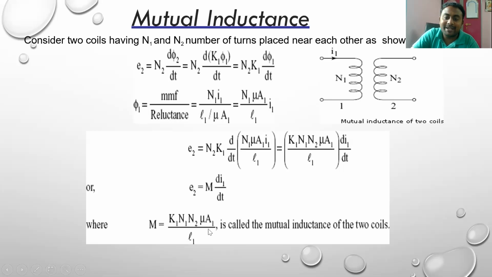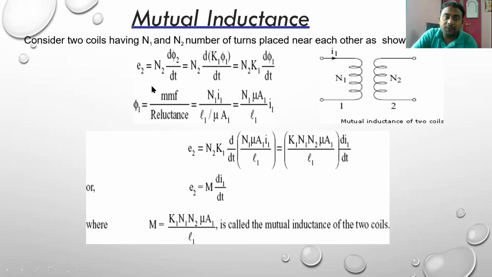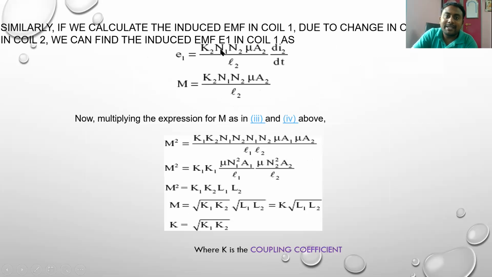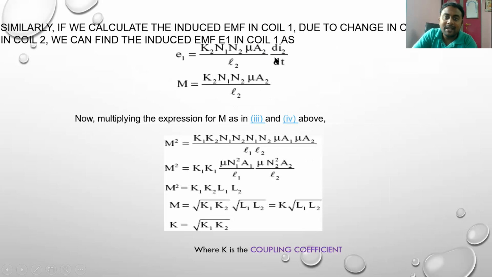So the mutual inductance of the coil is defined as M equals K1 N1 N2 mu into A1 by L1. This is for M because of E2. Similarly, if I write for E1, in the place of K1 it will be K2, N1 N2 is the same, mu is the same, in the place of A1 we get A2, in the place of L1 we get L2, and in the place of I1 we get I2. So M is K2 into N1 N2 mu A2 by L2.